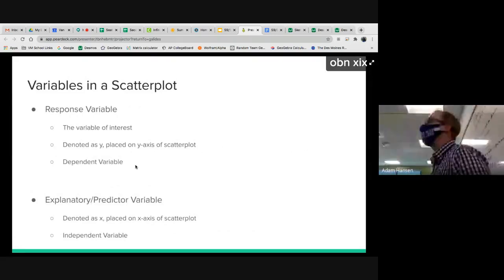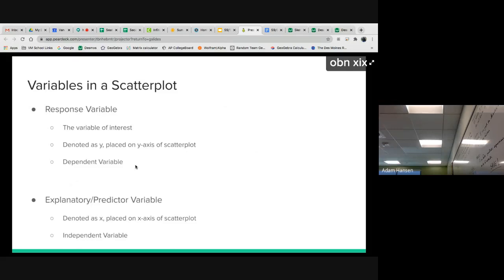All right. We've talked about variables before. Here's just a little bit more about how to arrange the variables when it comes to making a scatter plot. Explanatory and response variable, that's just the same as your independent and dependent variable. The value of your dependent variable depends on the value of your independent variable, just like the value of the response variable depends on or is predicted by the explanatory variable. What changes in the response variable can be measured by changes in the explanatory variable.